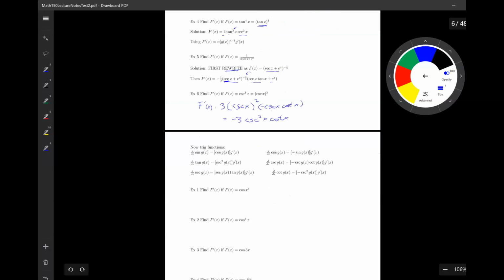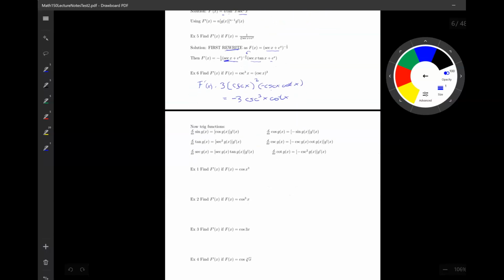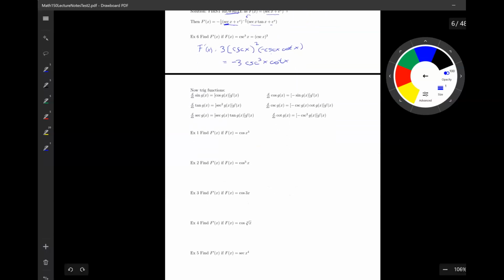All right, so let's talk more about these trig functions. So when the angle is the inside function. So I've written all the rules. The derivative of sine is cosine. Carry the angle along, multiply by the derivative of the angle. So all of the trig functions with the angle carried along and then multiplying by the derivative of the angle.